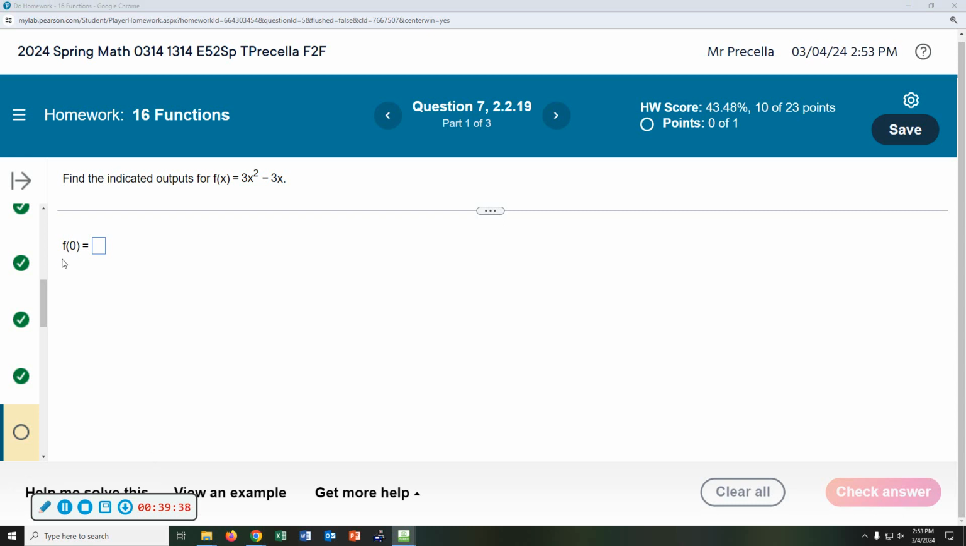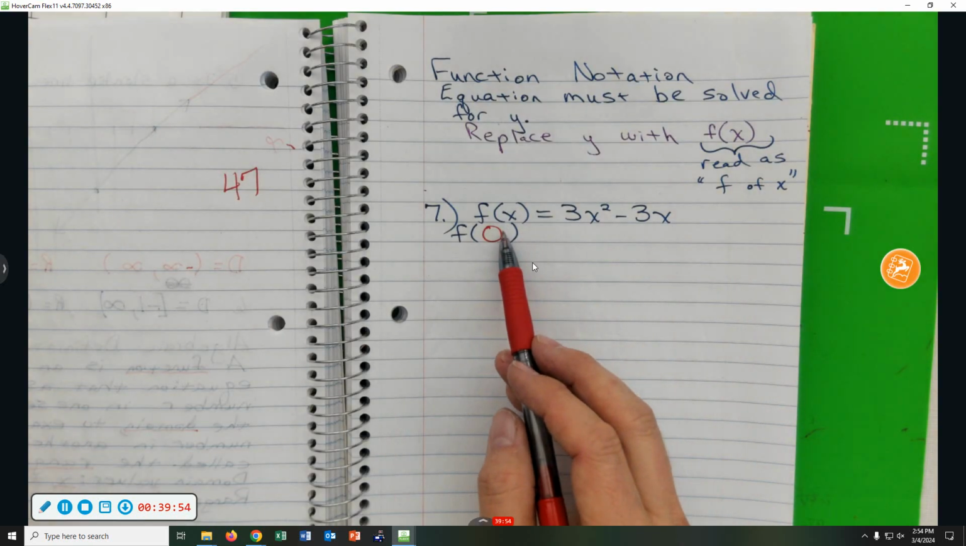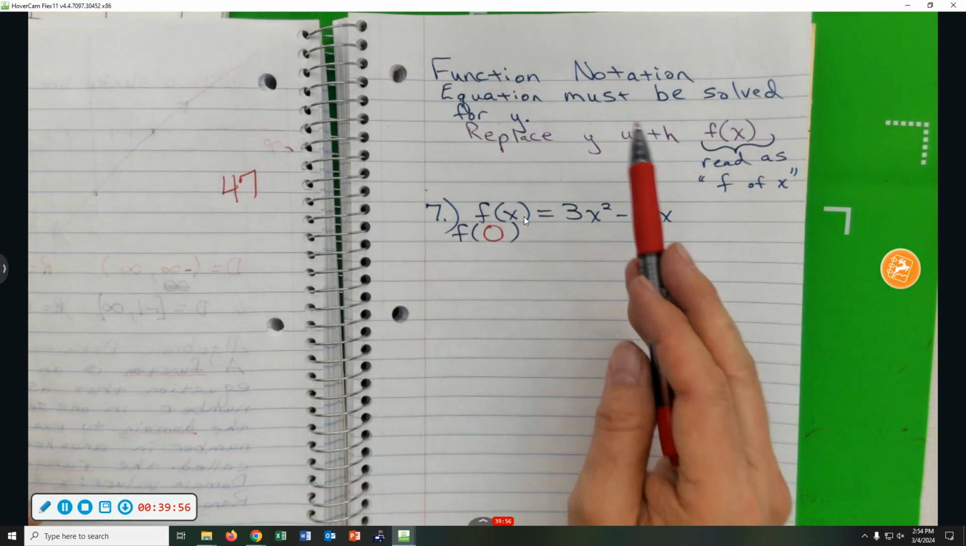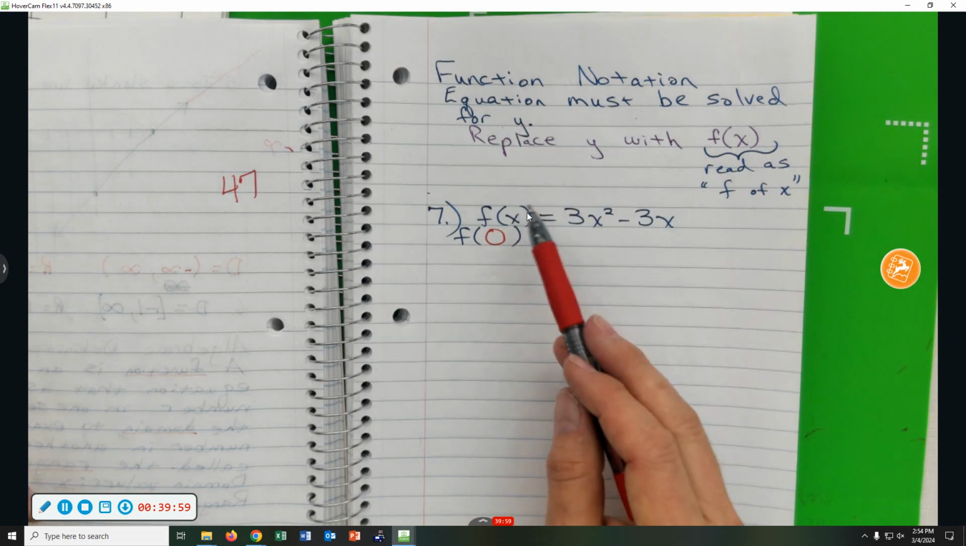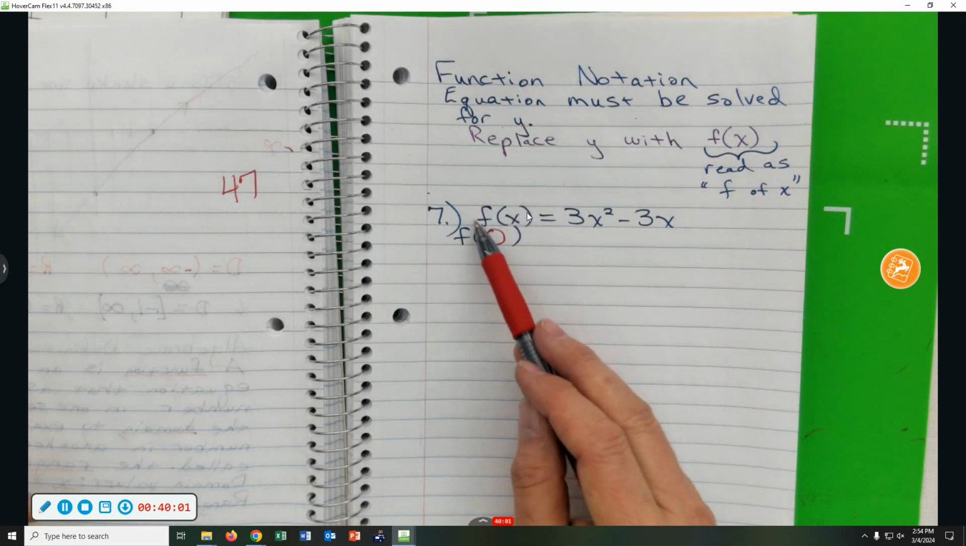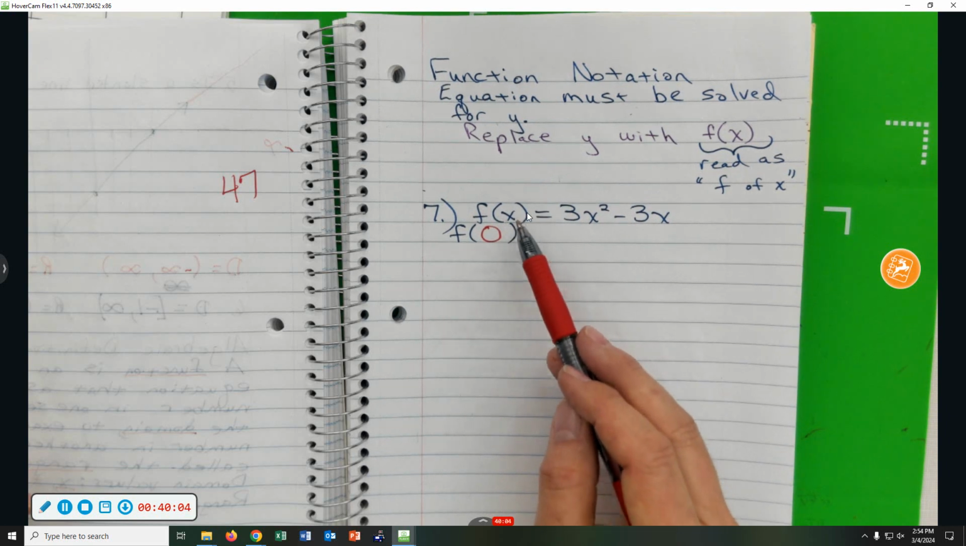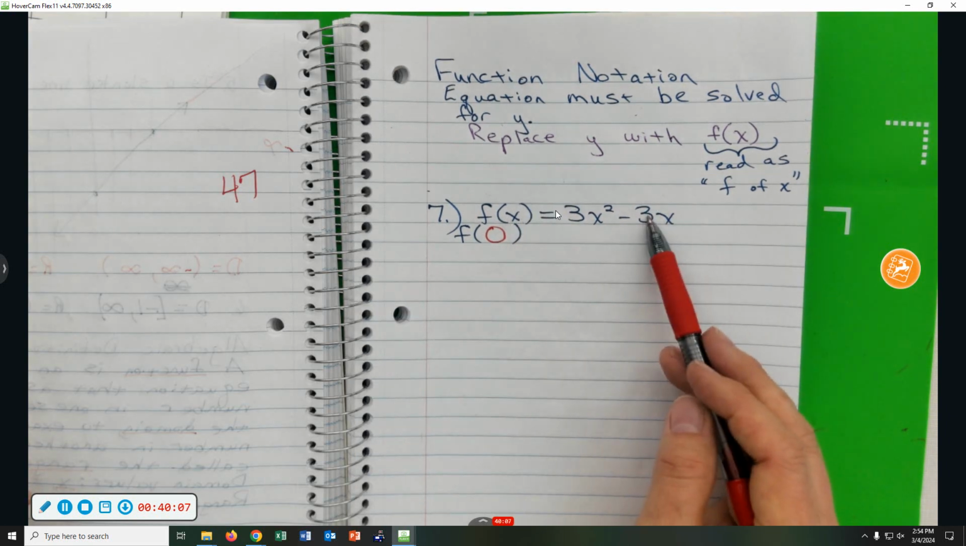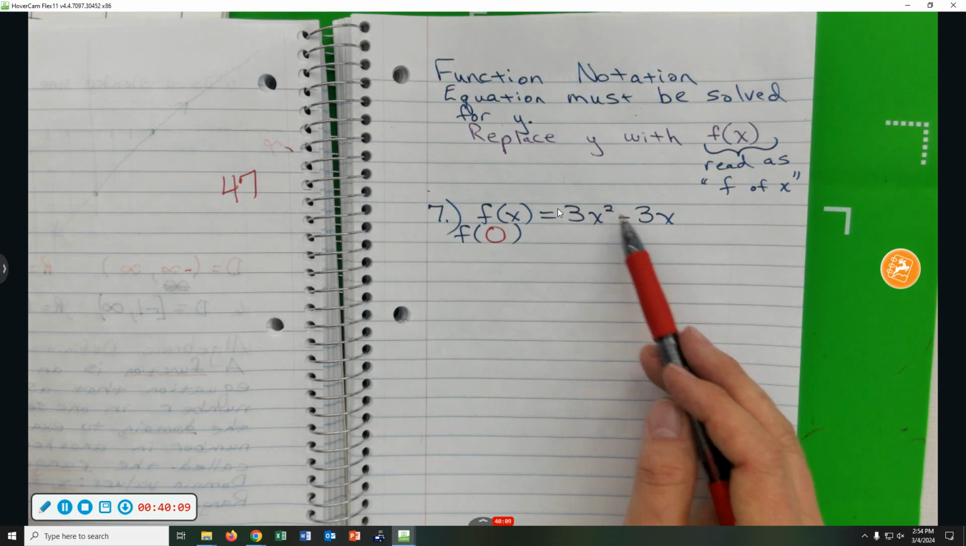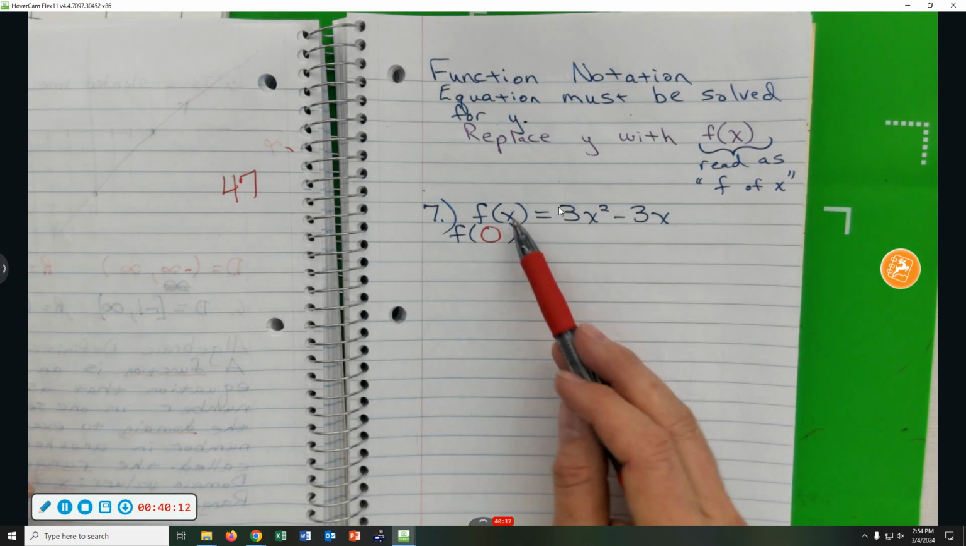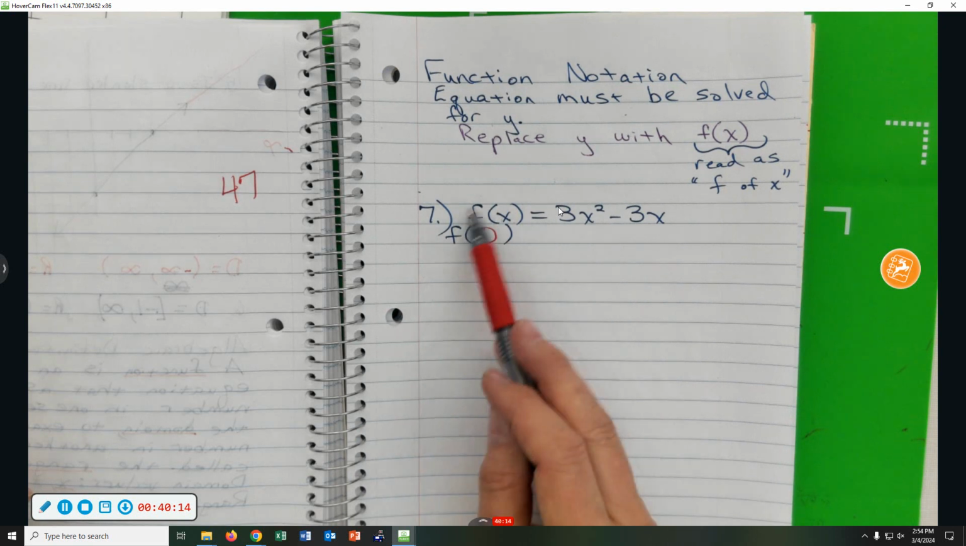So to find f of 0, I said plug it in. Now, look at this notation: f of x equals 3x squared minus 3x. Notice f of x is by itself. I said the equation has to be solved for y, and then y is replaced with that notation. F of x is taking the place of y. You can't have 3f of x, or 3f of x squared minus 3f of x. That y has to be solved, and then the f of x is by itself.